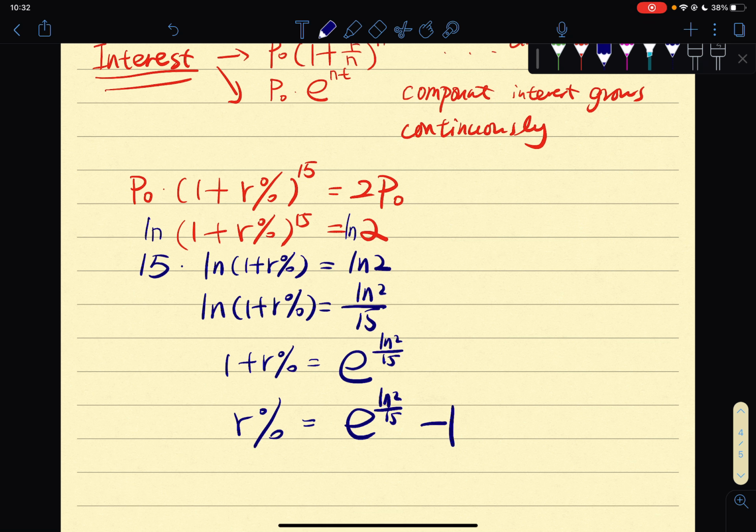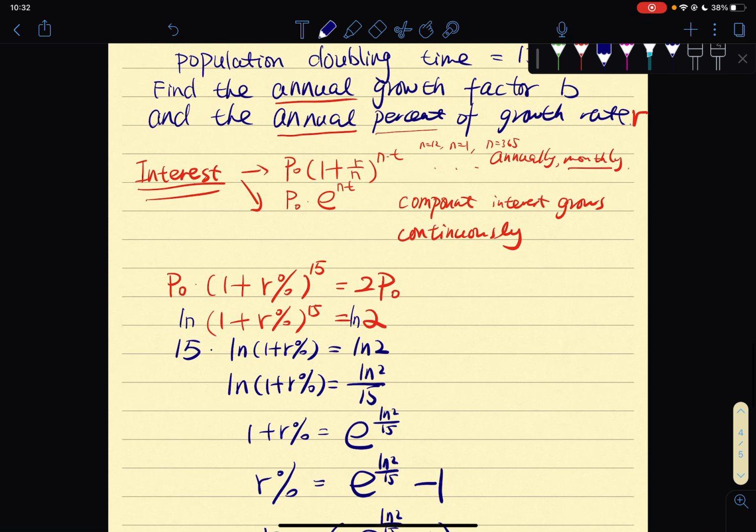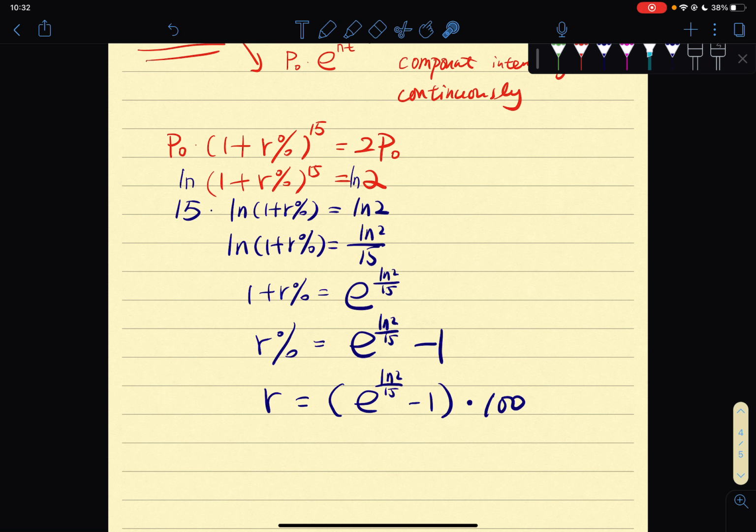Be a little bit careful. Percentage is divided by 100, so this r is e to the ln 2 over 15 minus 1, multiplied by 100. This is what you end up with. And when we were asked what's the annual growth factor, it basically asks you what is the growth you have per year. This is per 15 years. So what's the growth like per year? The growth is P0 times 1 plus r%. This is what you have as a growth per year.